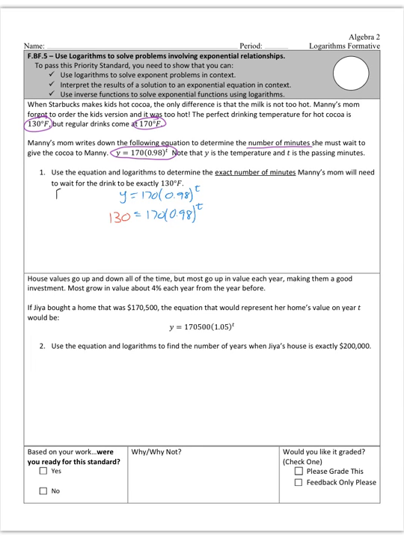The key, again, is to remember that we're doing PEMDAS backwards. So when we're solving, we're going to think, how do I undo things? So I see, before I can undo this exponent, I have to undo the multiplication because I got to do multiplication before I do exponents. So to undo that multiplication, I can divide both sides by 170. Divide by 170. And I get 130 over 170 equals 0.98 to the power of t.